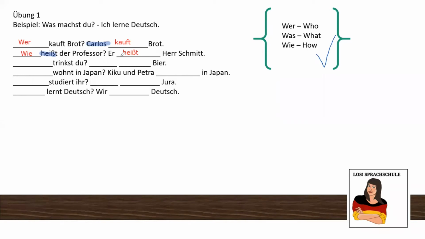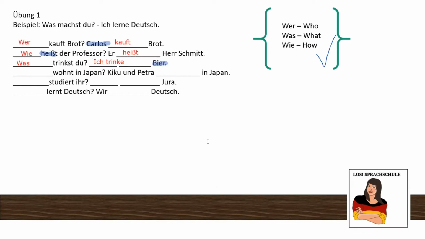Here we can see that the answer includes the beer. Of course, beer is a thing. We cannot say, how do you drink? I drink beer. Who drinks? Beer drinks. Everything is wrong, what I just said. The only option we have, what are you drinking? Or what do you drink? Was trinkst du? Ich trinke Bier.